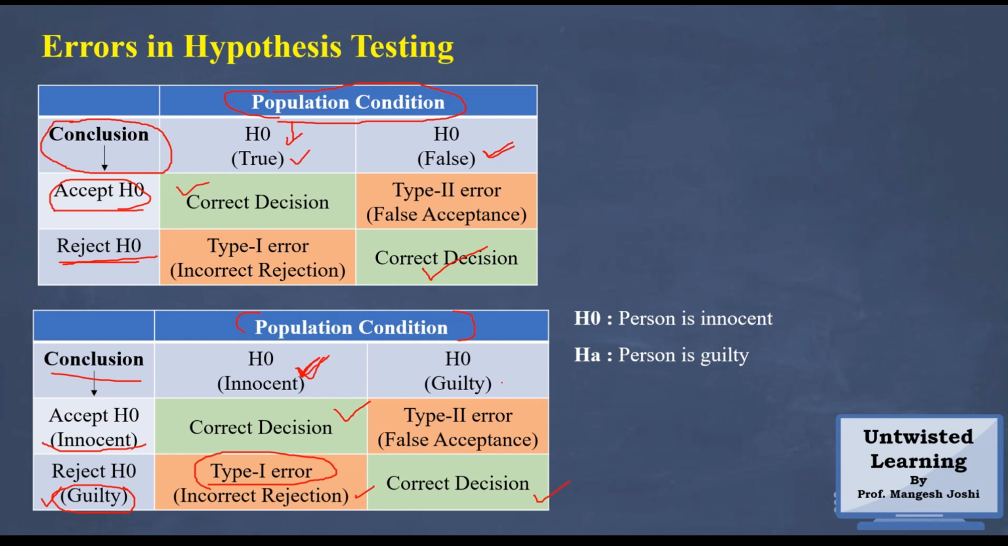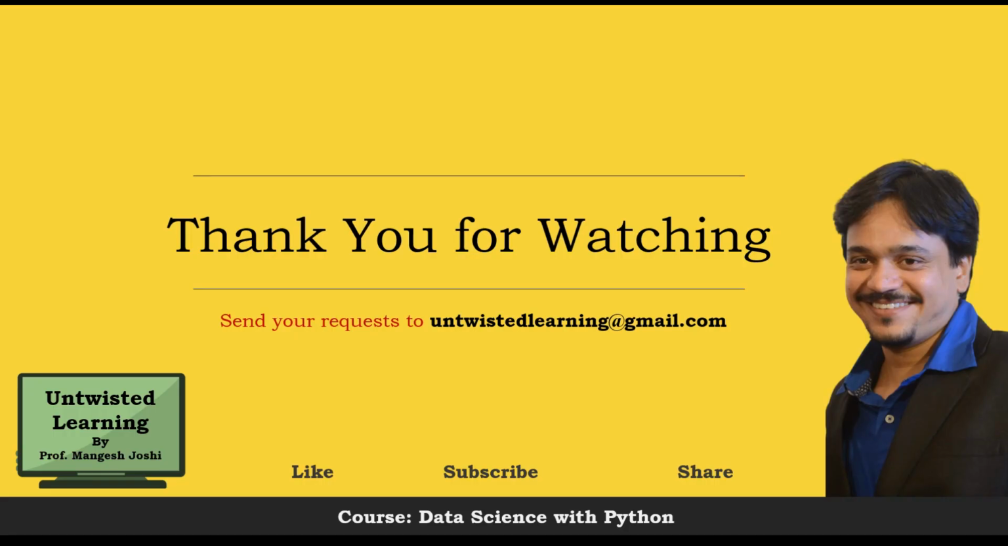Another case, if the person is actually guilty, he is a criminal, and you are claiming that he is innocent, then you have committed the type 2 error, that is false acceptance. So in this case, your H0 was the person is innocent, and the alternate hypothesis was the person is guilty. So these are the types of errors in hypothesis testing. I hope you have understood this hypothesis testing for one sample.